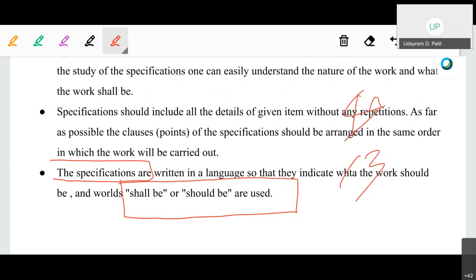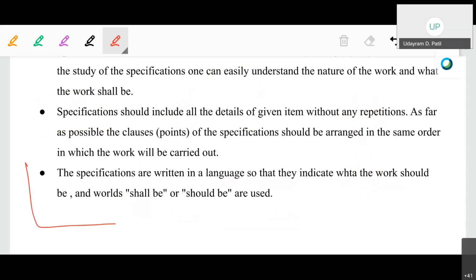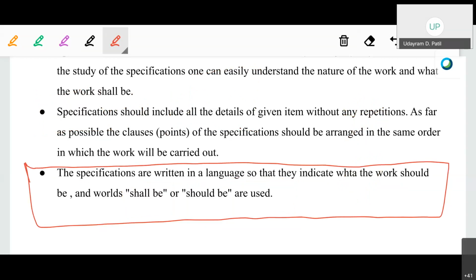Or if the particular tile or standard brick is not available, in that case we are going to use a traditional brick. So depending upon the circumstances at the time of execution of the work, we can consider different material. Okay, so this is a most important point. Remember this. It is also asked in the viva: what is the main feature, or the salient feature, of the specification?